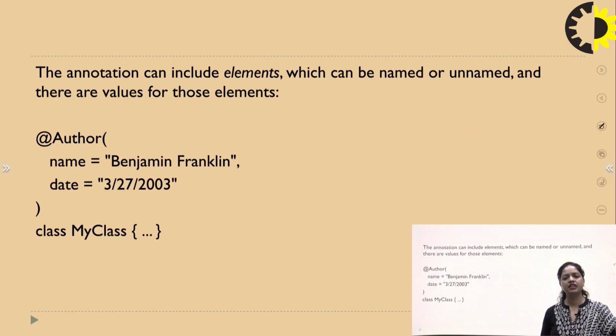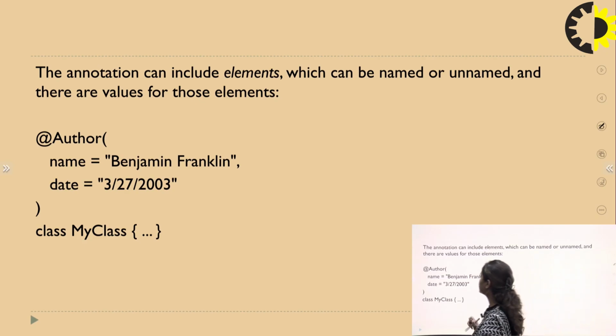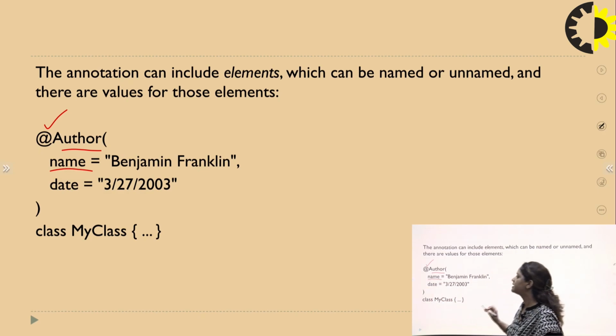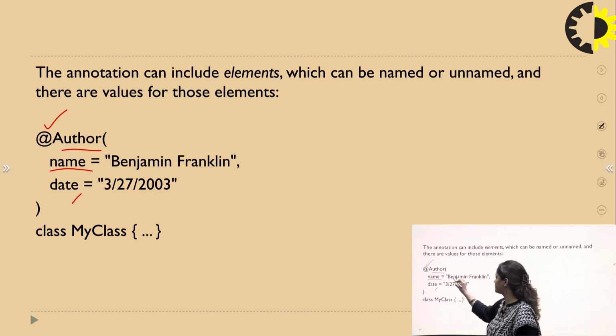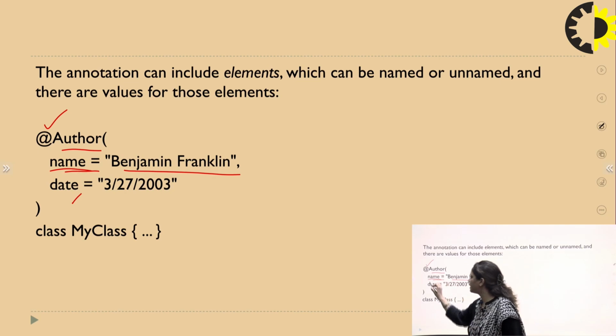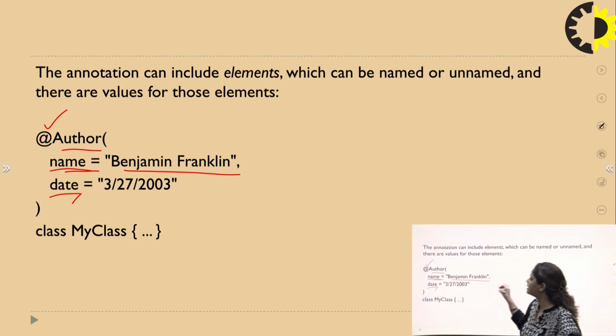So this is one example of how we can create an annotation in Java. In this example, there is an annotation named author, with the symbol @. The parameters of this annotation include a name, a value, and some data-holding variable. So, variable and its value.